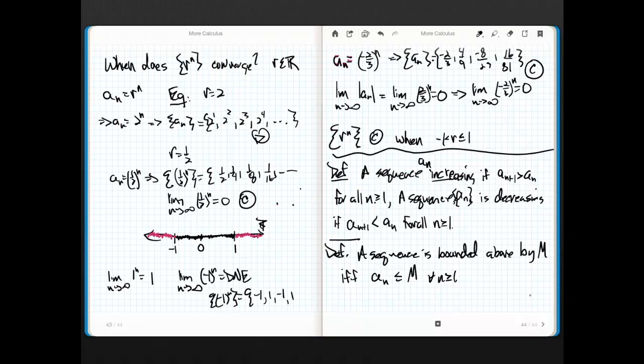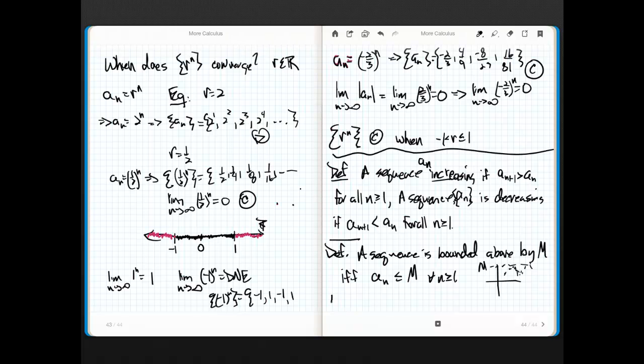Now what does that mean? Let's say this is capital M right here. That just means that all my a sub n values are less than or equal to that for every single value. Now, students always say, well, is M unique? Absolutely not. Once it's bounded above by any number, I can pick a number slightly larger than that, and it's bounded above by that one as well.